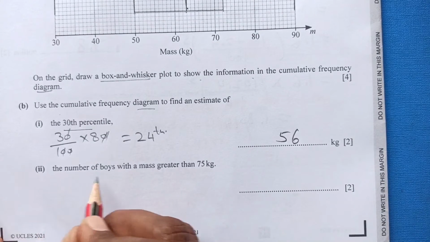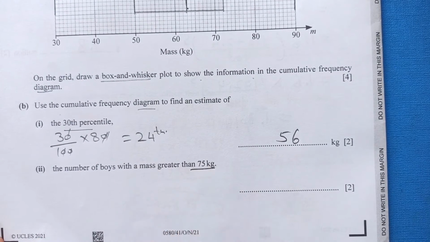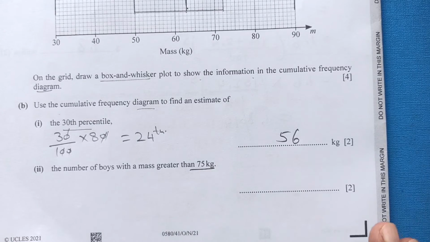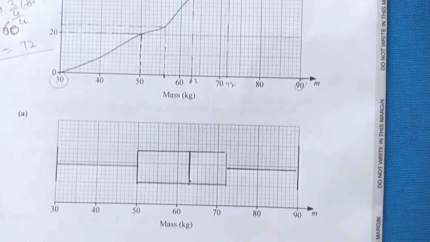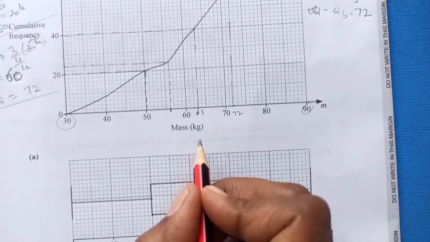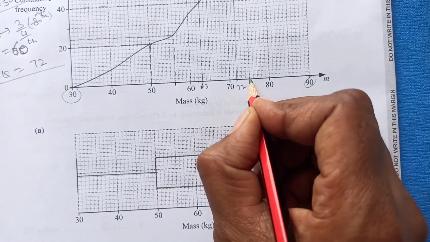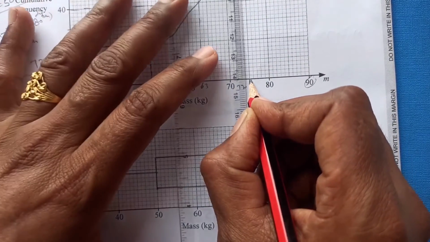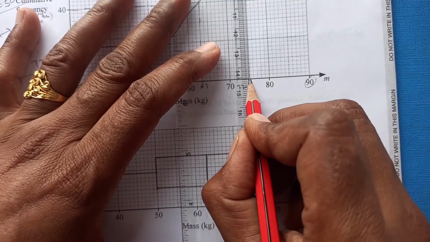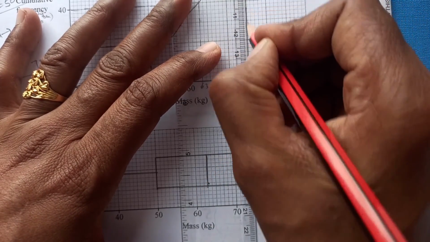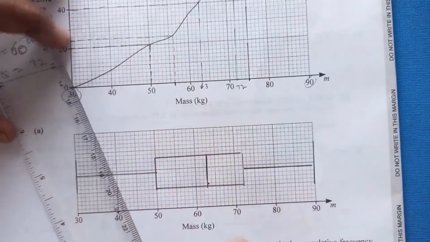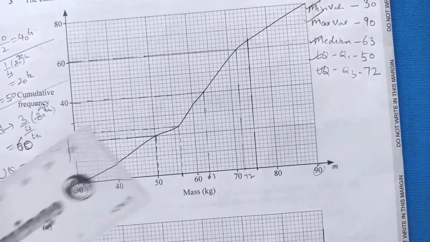Now the number of boys with mass greater than 75. So greater than 75 is here, mass is this side, 75 is this one. So we will go along this line. We have to read this now the other way. So this is the line. So 75 going this way.